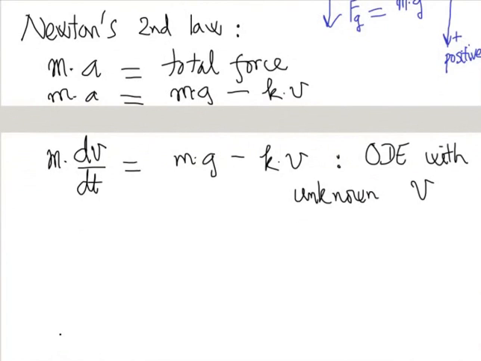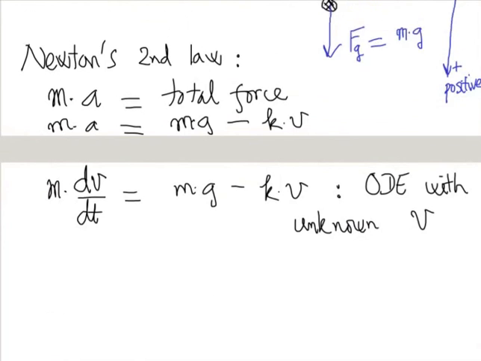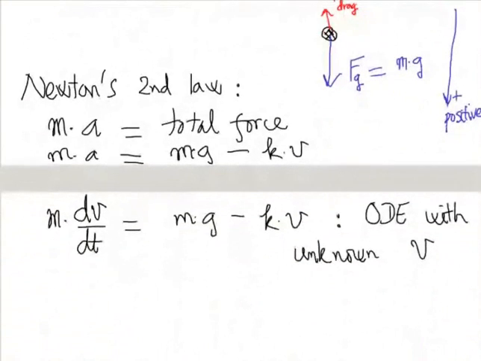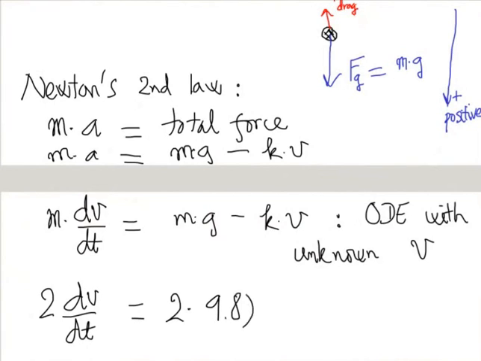So to solve this, let's put in the values given above: m is 2 kilograms, k is 4, and g is 9.8. So we don't need to care very much about the units here. All the units are matched up. So it's going to be 2 dv/dt equal to m, again 2, times 9.8 minus k, which is 4, times v.